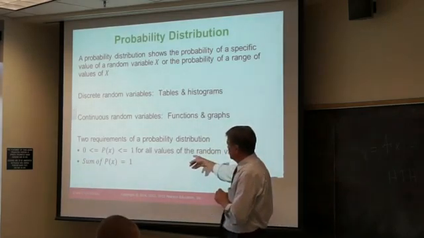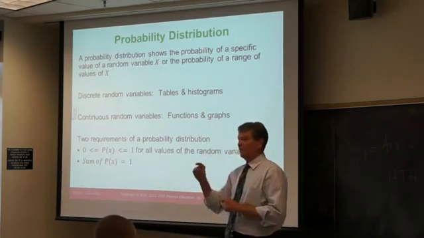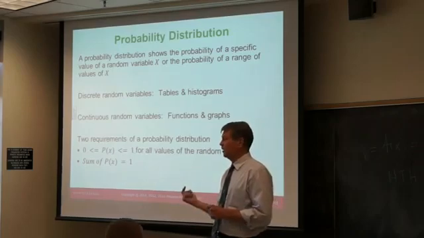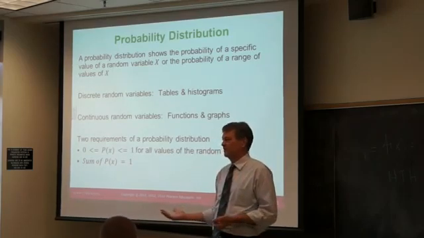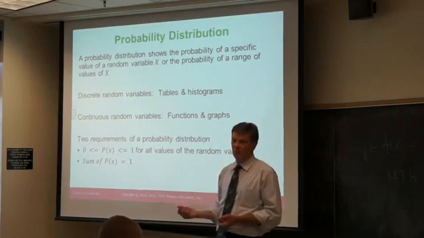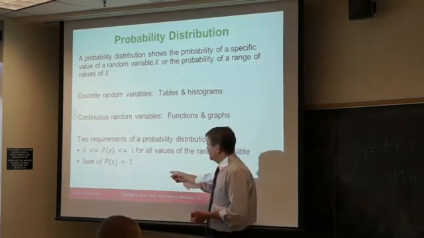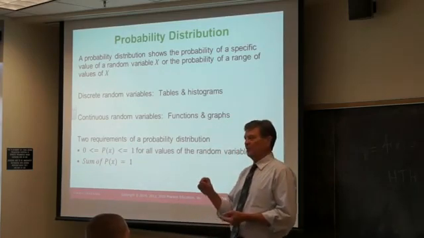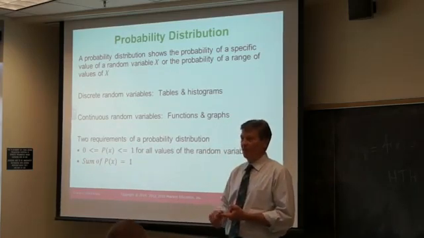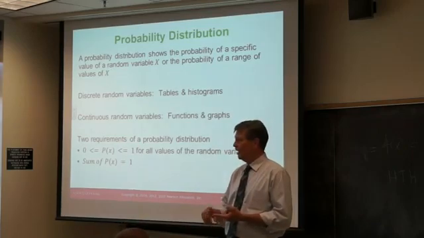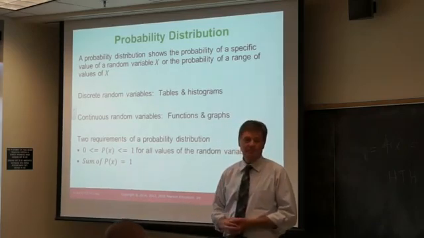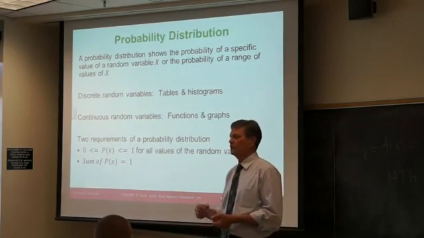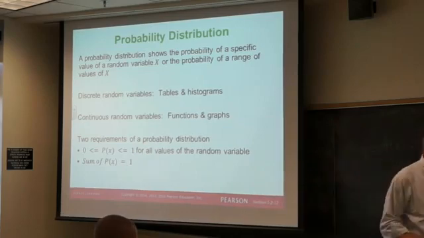That is that the P of x, probability of that value of a random variable, always has to be between 0 and 1, inclusive. That makes sense, doesn't it? I can't have a probability less than 0 or greater than 1. Then the other requirement is that if I take the probabilities of each of my permitted values of the random variable, and I add them all together, it has to equal 1. Because that's all the possible outcomes there are, right? There isn't anything else. So all those probabilities would have to add to 1.